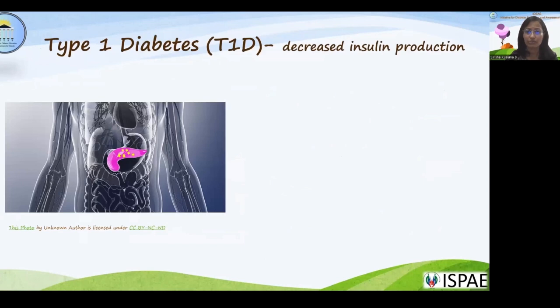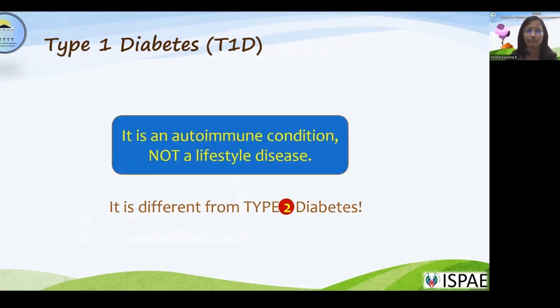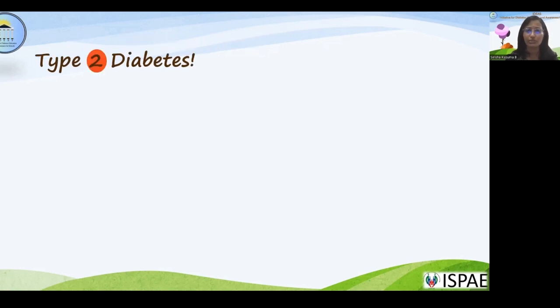So there are two major types of diabetes, type 1 and type 2. So type 1 diabetes is caused by decreased insulin production. What happens in type 1 diabetes is the body's own immune system attacks and destroys the beta cells of the pancreas. So the amount of insulin produced becomes less and less and almost zero over time. So this is an autoimmune condition. Type 1 diabetes is not a lifestyle disease and is completely different from type 2 diabetes.